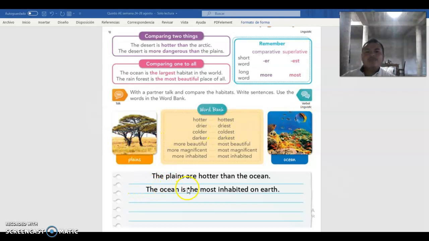So I gave you right here two examples. The examples which I gave you, it says the plains are hotter than the ocean. So if you see, this is comparatives because I'm adding er. And the second example, it says the ocean is the most. What is this? It's superlative sentences. Okay, the ocean is the most inhabited on earth. Okay, so most, that's why it is superlatives.